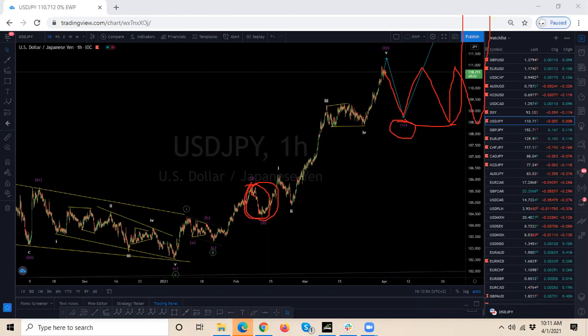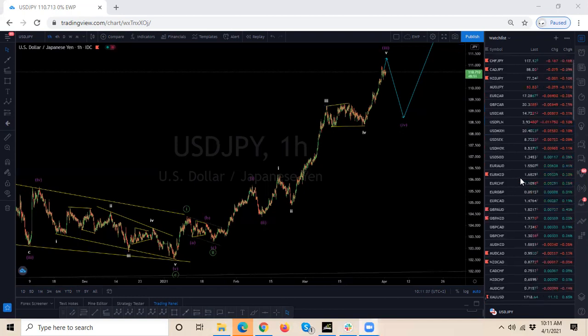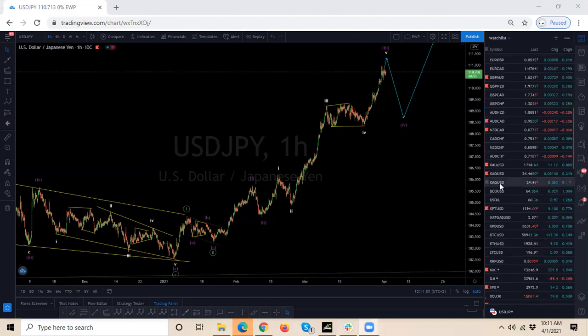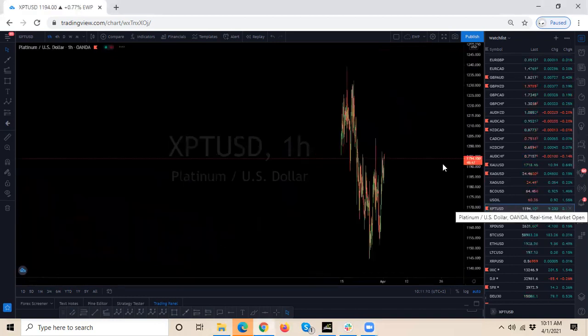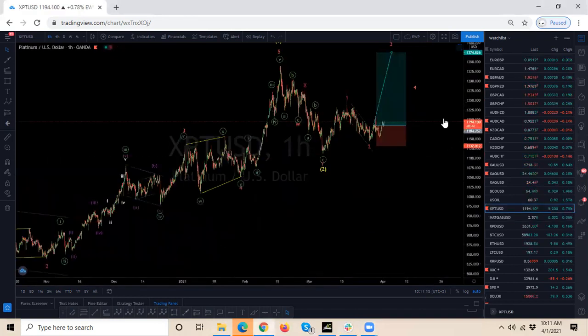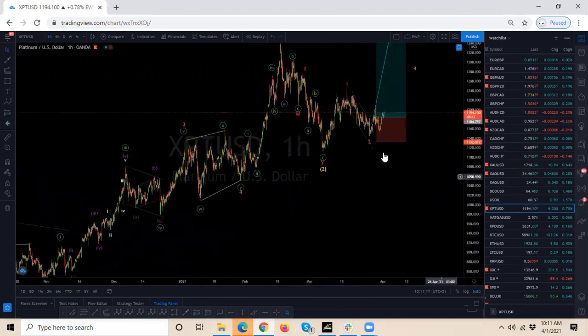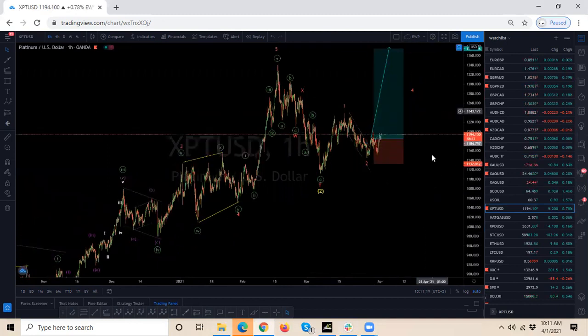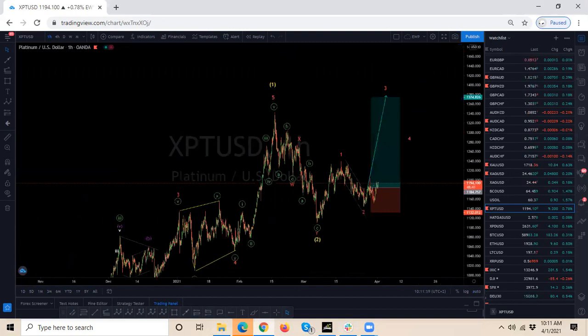All right, we've got silver. Let me just, not silver, platinum, rather. It's been very stubborn to move higher, but I'm still expecting this move to the upside here. So we had a little bit of a pullback yesterday.